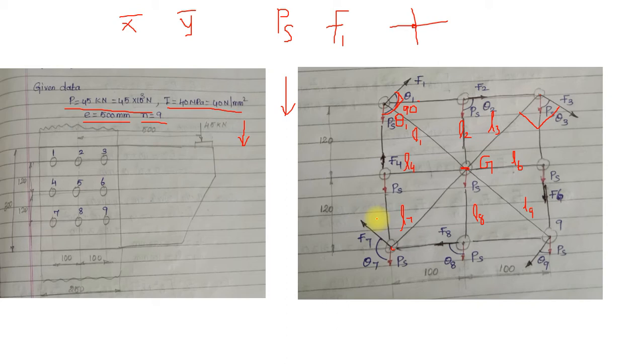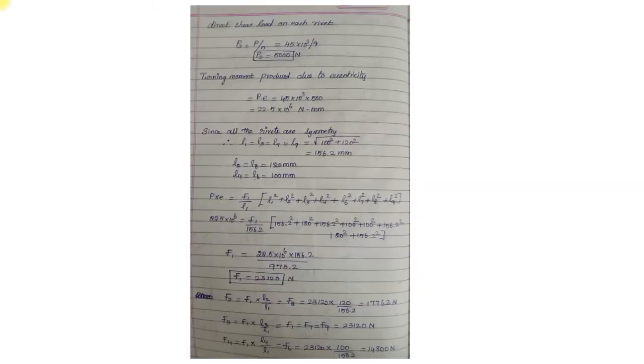Once we are able to identify the direct shear load and secondary shear load with the help of the diagram, the problem is very easy. Now, let us find out the direct shear load and secondary shear load mathematically. We know the formula: PS is equal to total load divided by number of rivets, which is 45 into 10 to the power 3 divided by 9. That gives the direct shear load. In order to find the secondary shear load, I need to find the turning moment due to eccentricity, which is total load into eccentricity value. The eccentricity value is 500 and the total load is 45 into 10 to the power 3, hence I find the turning moment.